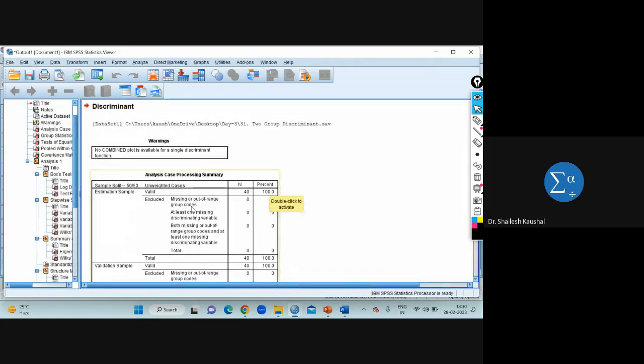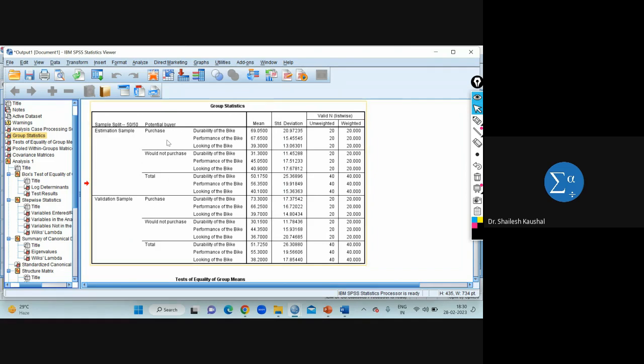Now you can see the total sample size. We divided it into 2 parts: estimation sample 40 and validation sample 40. Now we check the group statistics. In the group statistics, you can see the people who are buying the product, this one, the 40 sample size estimation sample and 40 sample size validation.